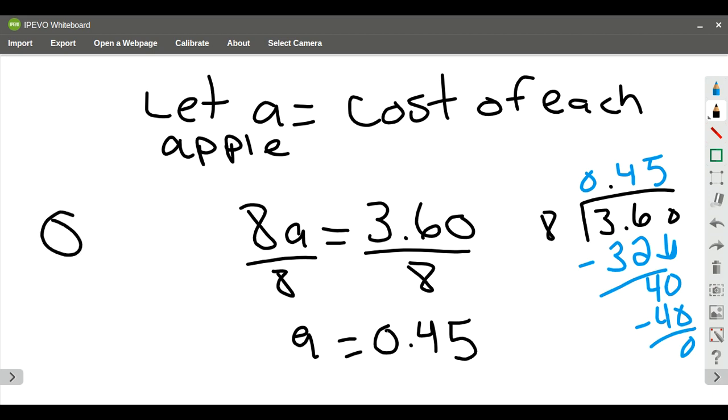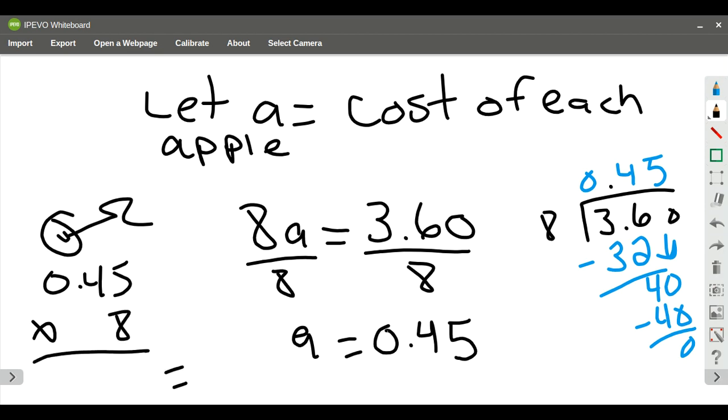I'm going to do my proof just to make sure. I'm going to do 45 times 8, and I should get $3.60. 8 times 5 is going to be 40, so I put down the 0, regroup the 4. 8 times 4 is going to be 32, plus 4 is going to be 36. I had 2 numbers behind the decimal here, so I have 2 numbers behind the decimal there.